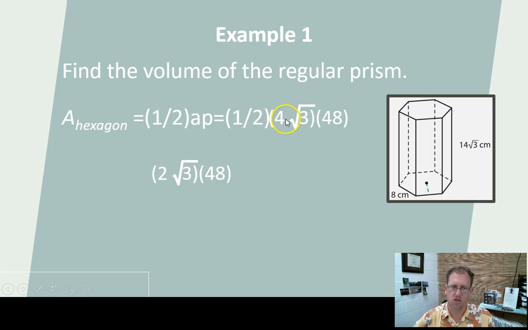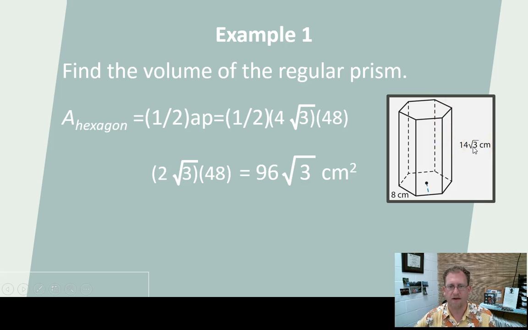Half of 4 is 2. 2 times radical 3 times 48. Sorry, 2 times 48 is 96. 96 radical 3 square centimeters is the area of that hexagon. Now I have to multiply that by the height, by 14 radical 3.